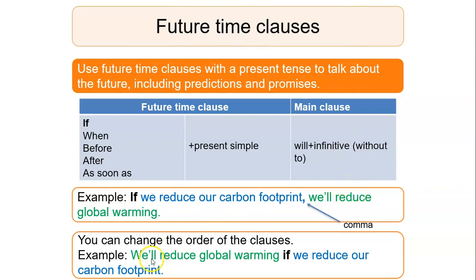And you can change the order of the future time clause and the main clause. So in this case, if we start with the main clause, we'll reduce global warming if we reduce our carbon footprint, and then the future time clause. So here we started with the future time clause and then we had the main clause. In that case, you need a comma if you write it. And here we started with the main clause, then there's no comma, okay, and then the future time clause.